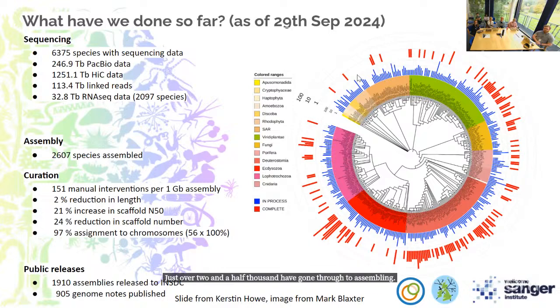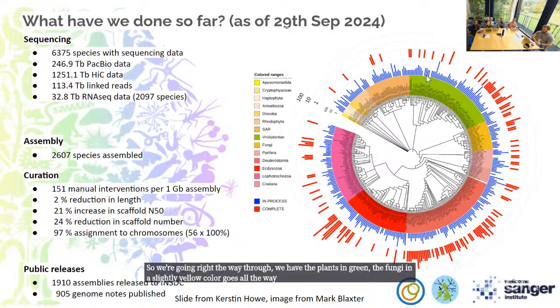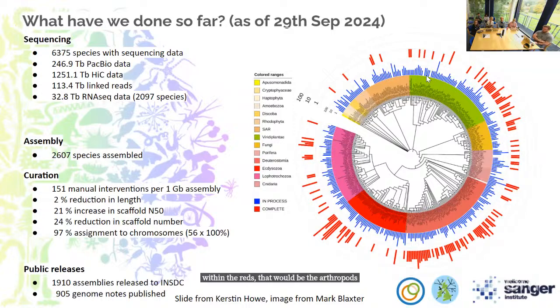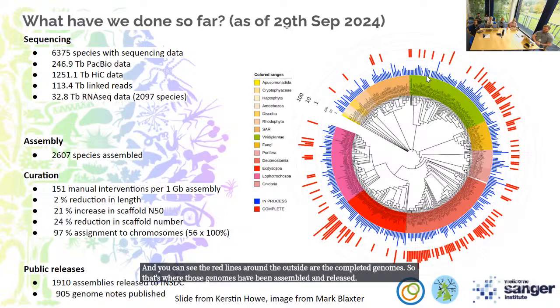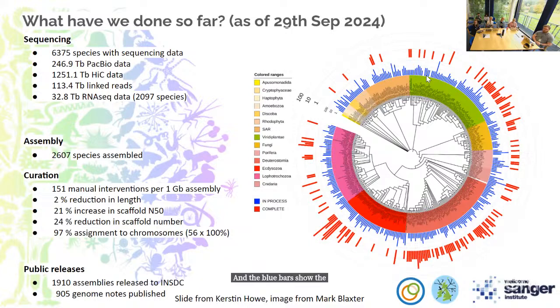On the right-hand side here, you can see how those species fit into the whole tree of life. So we're going right the way through, we have the plants in green, the fungi in a slightly yellow color, goes all the way around. And you can see, for example, within the reds, that would be the arthropods. And you can see the red lines around the outside are the completed genomes. So that's where those genomes have been assembled and released. And the blue bars show the species that are in progress within our systems. And you can see by how equally the blue bars are spaced that actually we're covering lots of different areas across that whole tree of life.